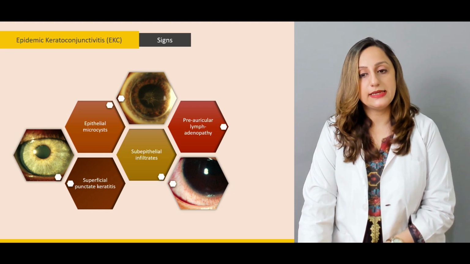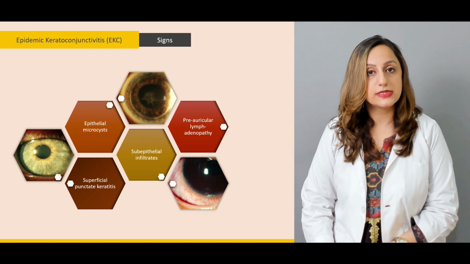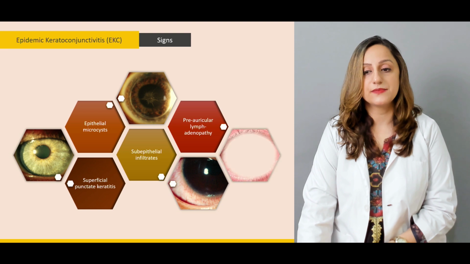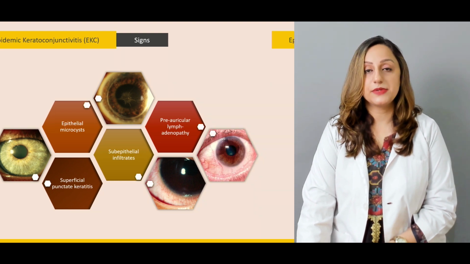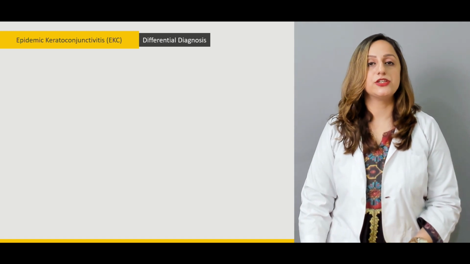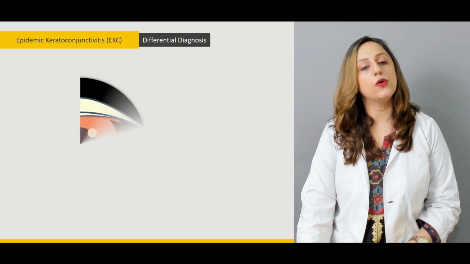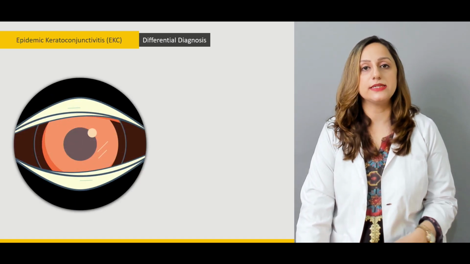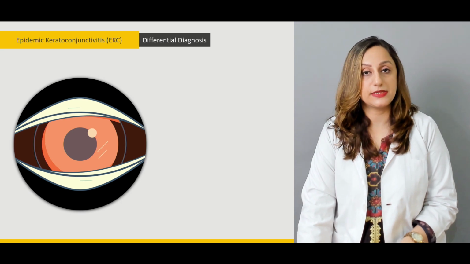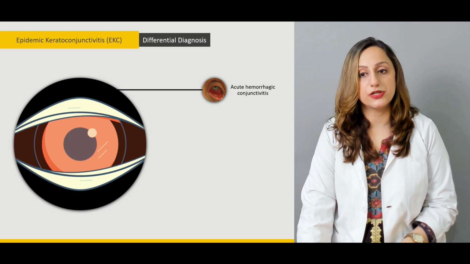Preauricular lymphadenopathy is very important. The submental lymph nodes and the submandibular lymph nodes can also be involved in these cases of epidemic keratoconjunctivitis. Now, how you would make the differential diagnosis in these patients is again very important. You should know it is sometimes quite a confusing picture. How can you distinguish a viral epidemic conjunctivitis from a conjunctivitis of bacterial origin?